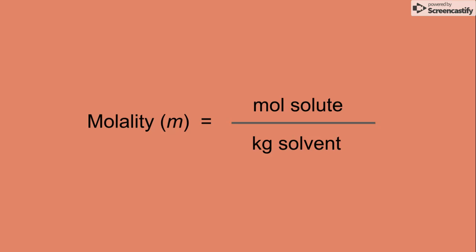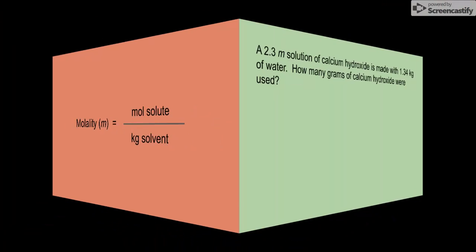I'll take a look at a couple of examples, basically the two ways that you would have to work this out. One where you're given the molality to start with, and we're trying to find how much solute, and the other one where you're given how much solute, and you need to find the molality. Those would be the two cases you'd have to deal with as you work with molality.